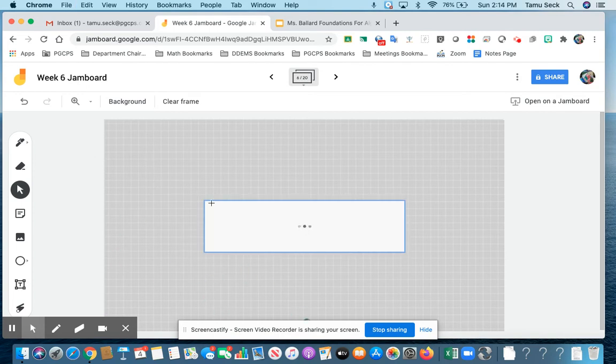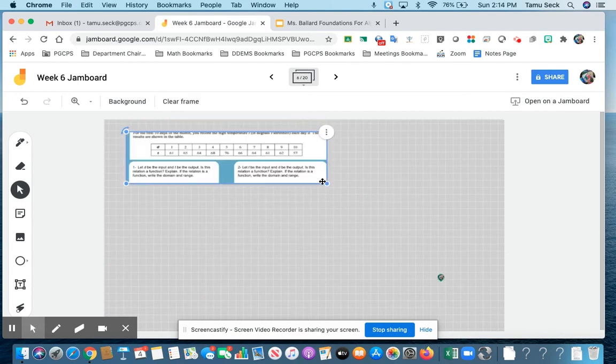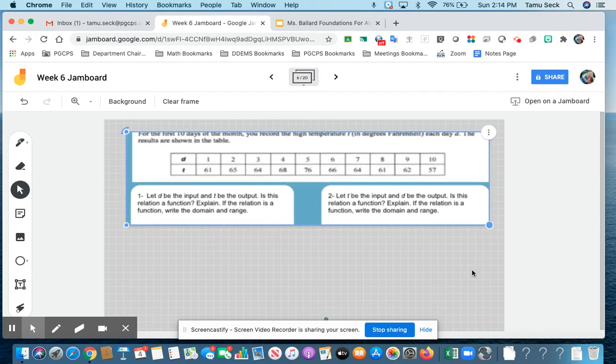You might want to do part of this in your journal to finish this. Okay, is the relation a function? Yes, the relation is a function because every input has exactly one output. And write the domain and range.